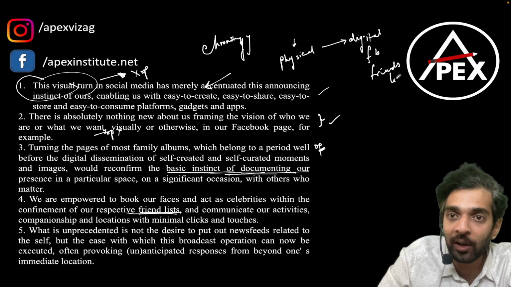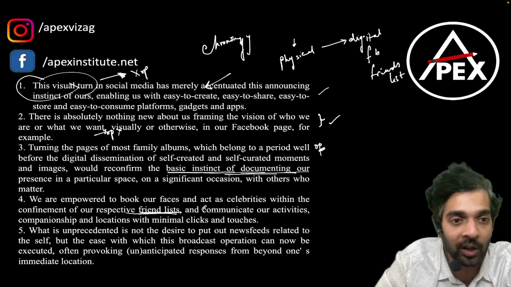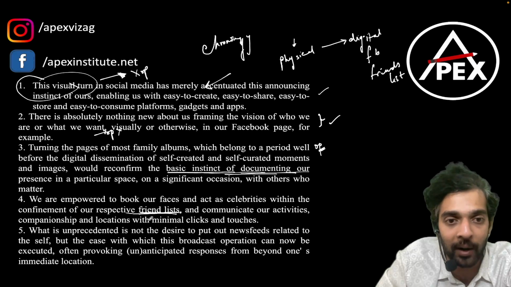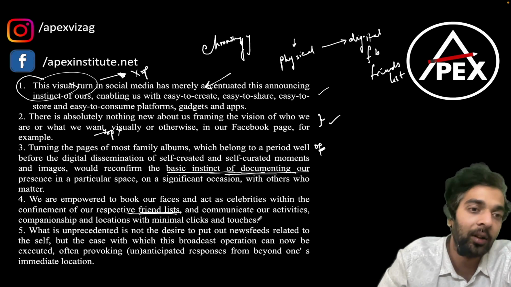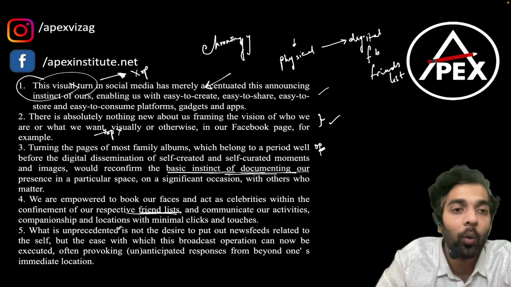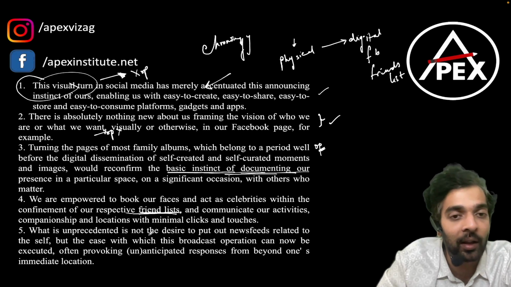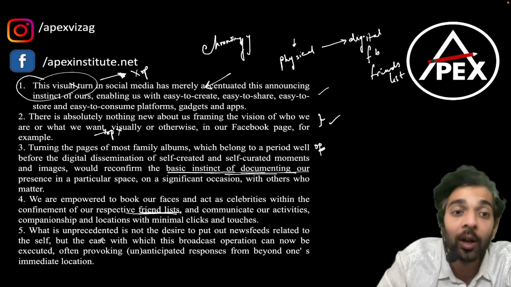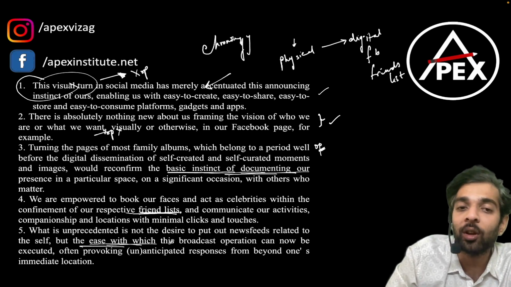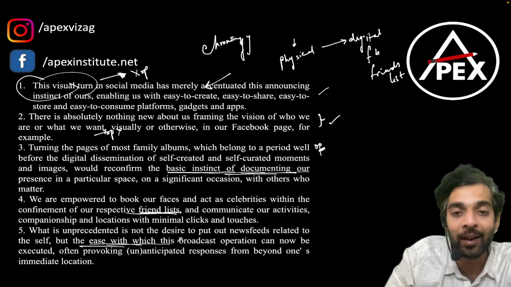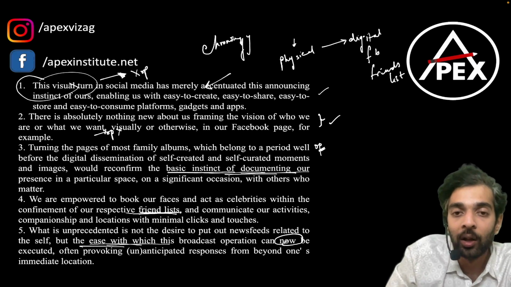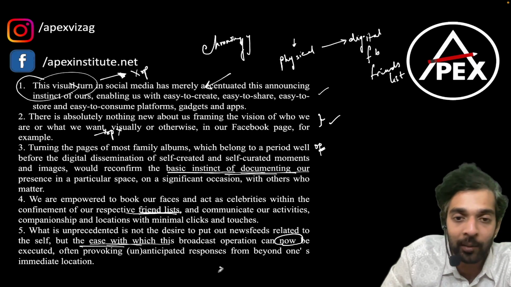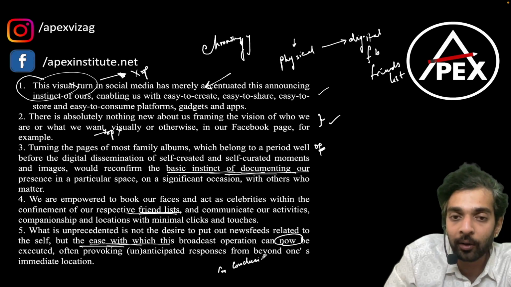Yes, if FB wasn't there, the friends list would not have come at all. No? And communicate our activities, championship and locations with minimal clicks and touches. Fair enough. What is unprecedented is not the desire to put out news feeds related to the self, but the ease with which this broadcast operation can now be executed. Okay, so this seems like a good conclusion statement.